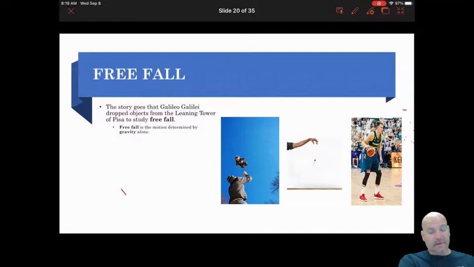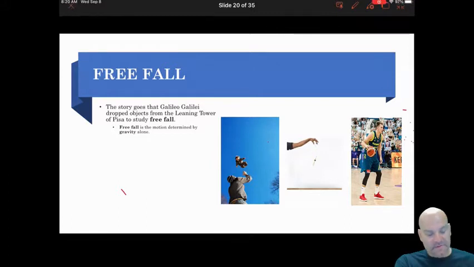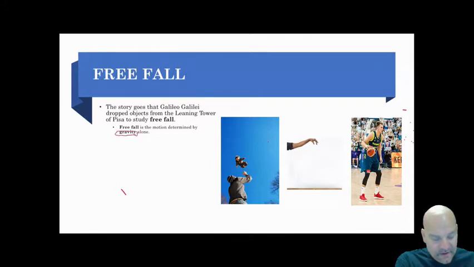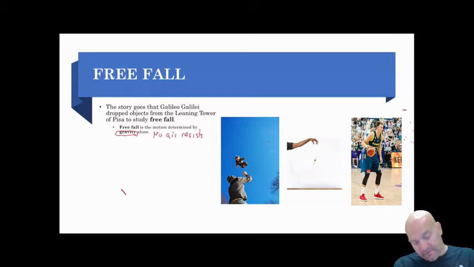So the story goes that Galileo dropped objects from the Leaning Tower of Pisa to study free fall, and free fall is the motion determined by gravity alone. So the only thing affecting the object is gravity. It's able to fall freely through the air under no air resistance. That's going to be a big thing for us here in Physics 1: there will be no air resistance affecting that object.